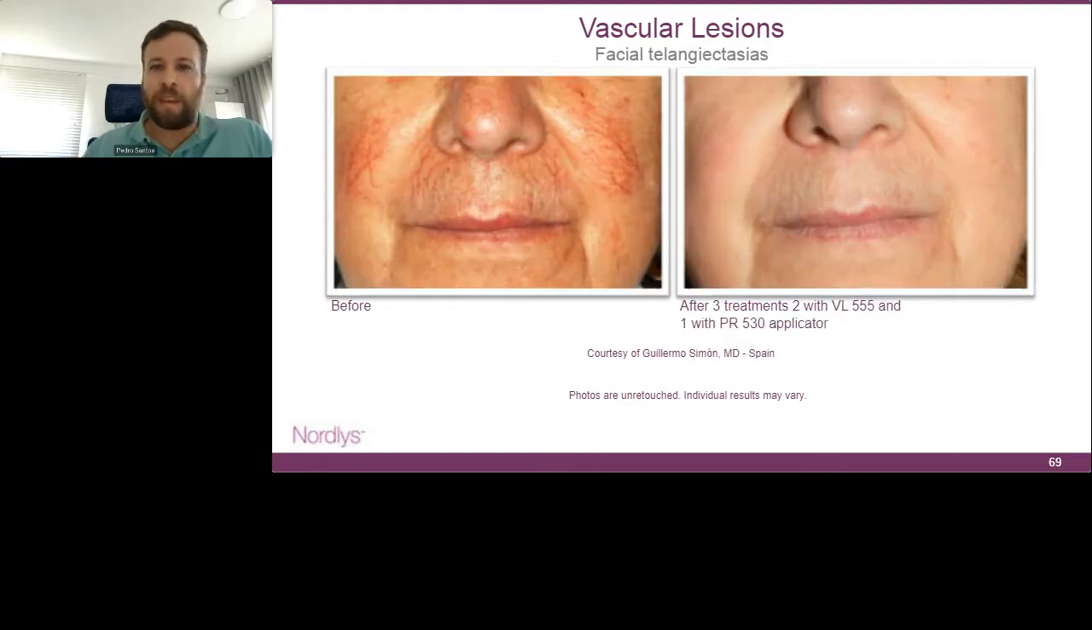A similar case. Here, as the patient had some photoaging, this patient was treated with the VL applicator first and afterwards a touch-up with the PR 530. With this nice clearance of all of the telangiectatic vessels, probably it would be useful to perform another treatment with a square pulse of 8 to 10 to clear these residual lesions.